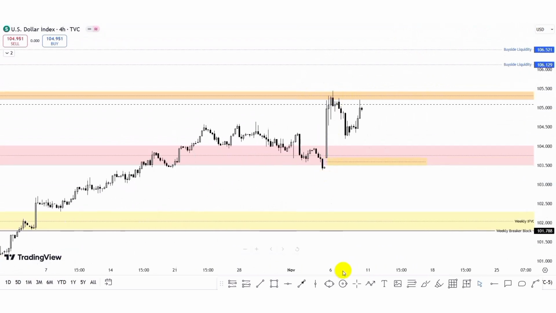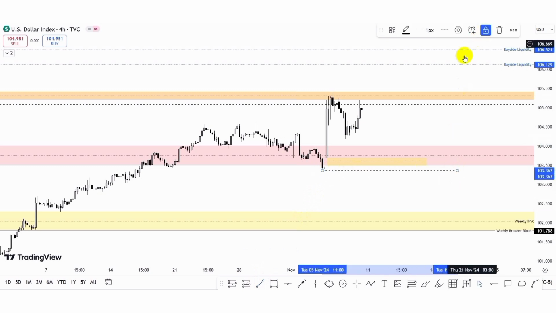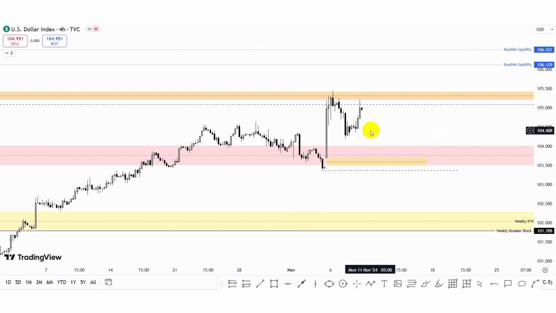So except price takes out this low point where we have a valid break of this low point, then we can consider a shift in market structure, and then we can begin to frame a bearish move of price to this weekly inversion fair value gap. So guys, this is what I have to show us in the dollar index.